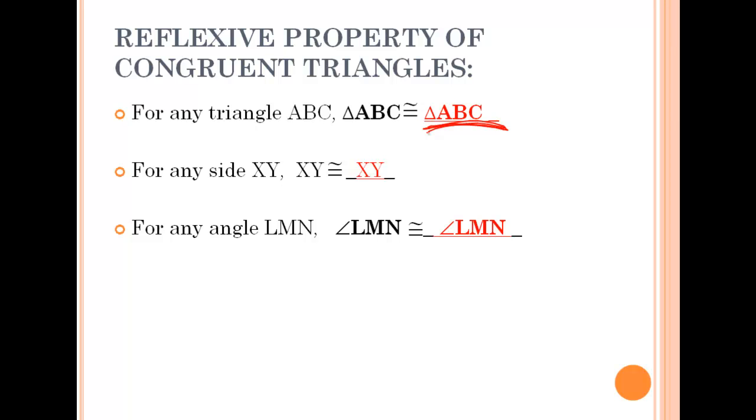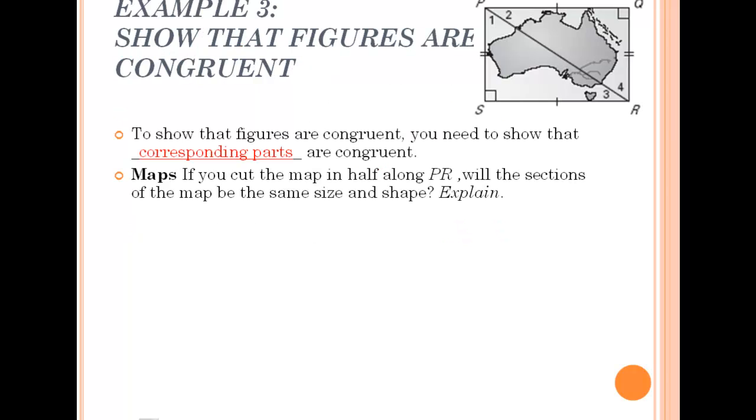For any side xy, the distance xy is congruent to the distance xy. For any angle LMN, angle LMN is congruent to angle LMN. So any angle or side or triangle is congruent to itself, and that one's kind of common sense. The thing to know here is that's called the reflexive property, and we will use that name when we start doing proofs. So example 3, show that the figures are congruent.